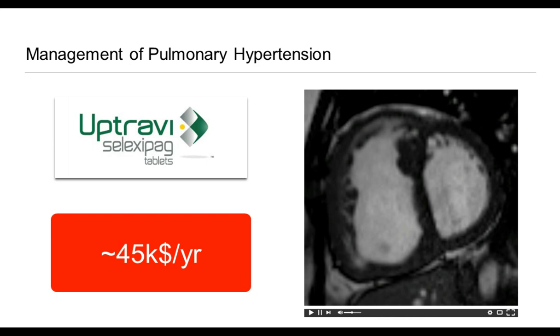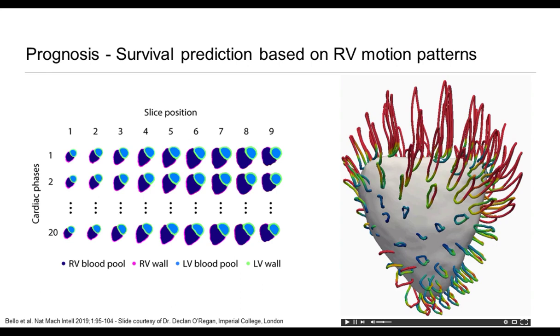And this is exactly what Bello et al. tried to do, which is what I'm showing you in this paper right here. So what these investigators did is they analyzed motion patterns of the right ventricle. This is what you see on the right side of the slide. You can see these loops that represent the excursion of these particular locations of the right ventricle over the cardiac cycle.